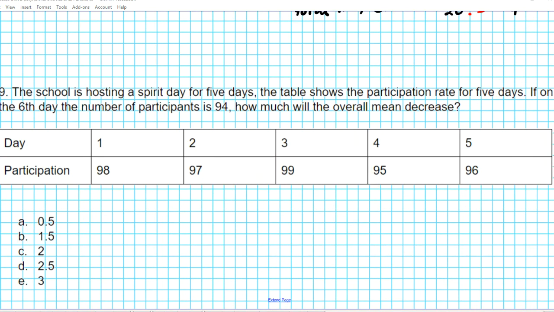Alright, number 9 says the school is hosting a spirit day for 5 days. The table shows the participation rate for 5 days. If on the 6th day the participation rate is 94, how much will the overall mean decrease? So for this one, we're going to look for change in mean. Change in mean is the final mean minus the initial mean.